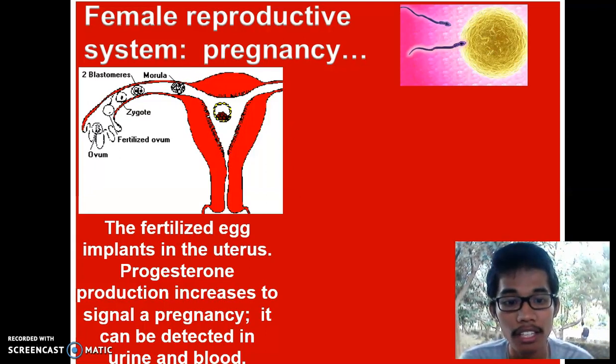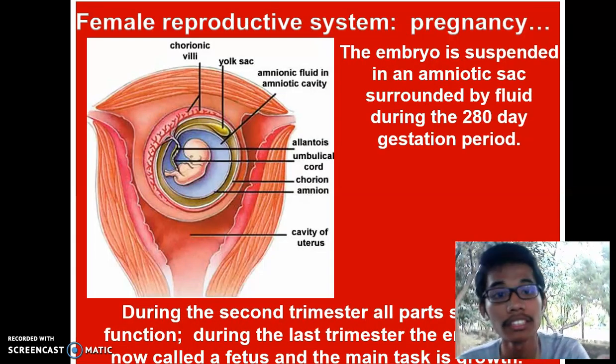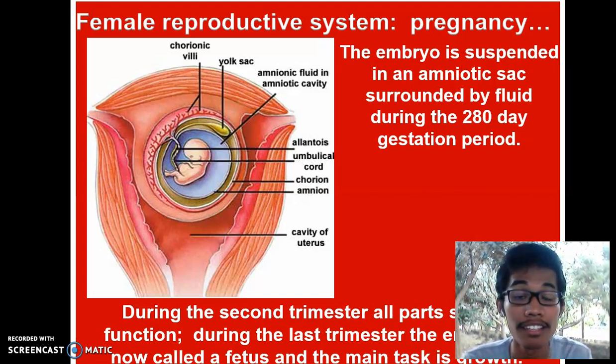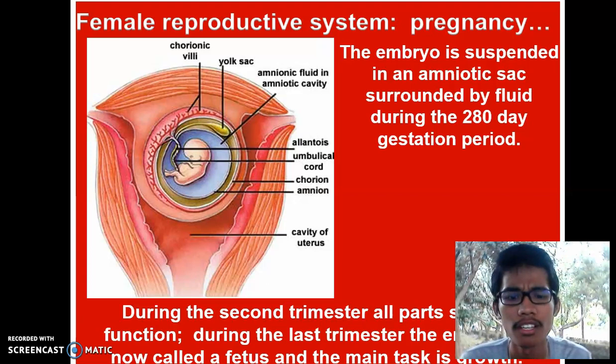The cell begins dividing and is also called a blastocyst. From week two until the eighth week, it is called an embryo. The embryo is suspended in an amniotic sac surrounded by fluid during the 280-day gestation period. During the second trimester, all parts start to function. During the last trimester, the embryo is now called a fetus and continues its growth.